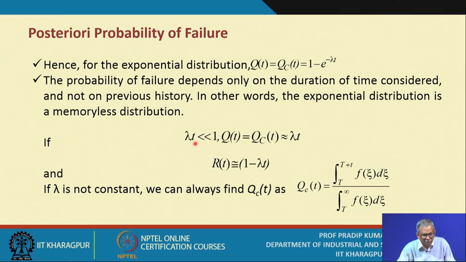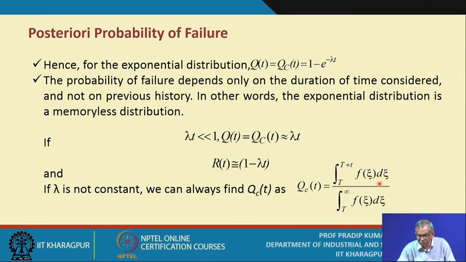So, if lambda t is substantially less than 1, you find that Q(t) is approximately lambda into t. So obviously the reliability function will be 1 minus lambda t. And if lambda is not constant, we can always find Q(t) as this one. This is the general formulation.